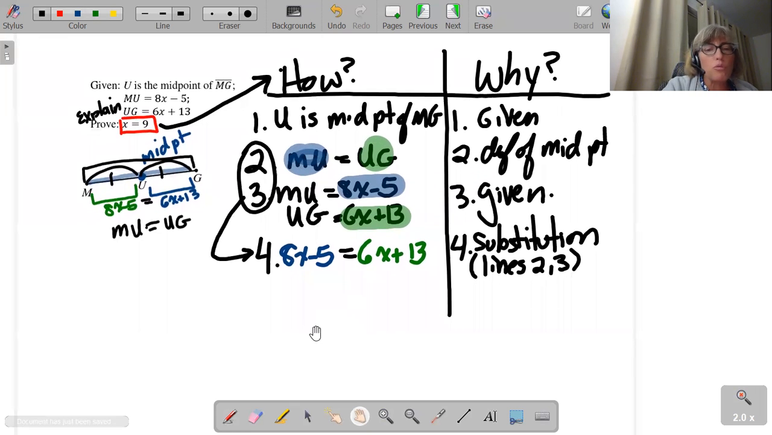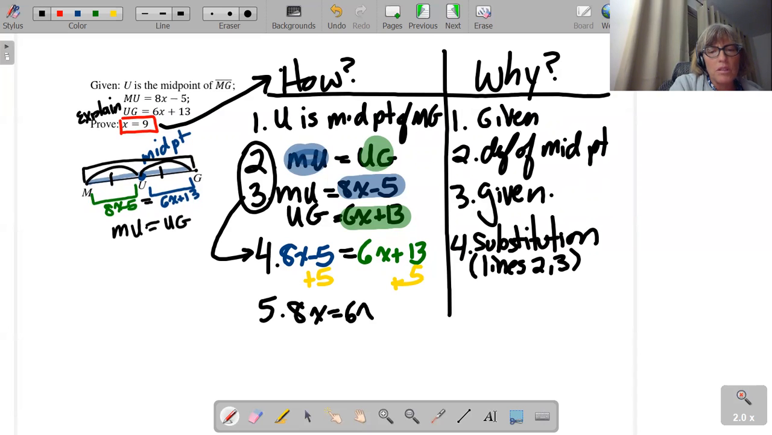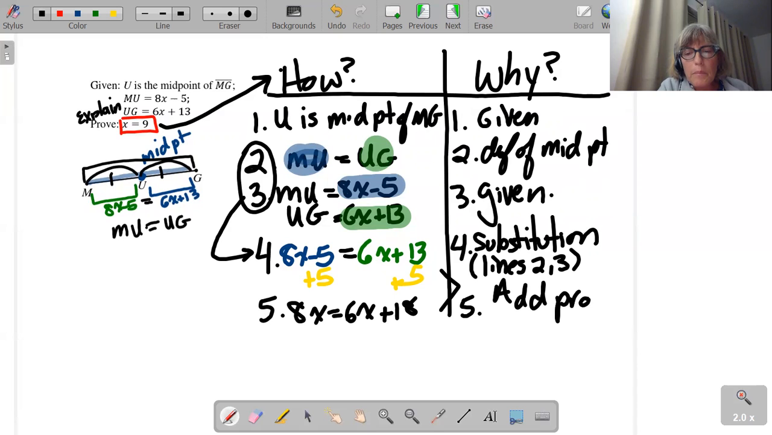Now, the algebra here is really, really easy. You just have to make sure you do one step at a time. So I'm going to add 5 to both sides, and I get step 5. And that's going to be 8x equals 6x plus 18. What allows you to do that, what's the why? That's called the addition property, because you add to both sides.